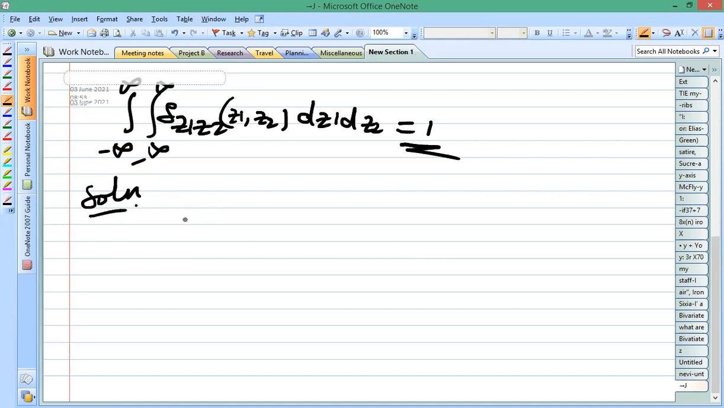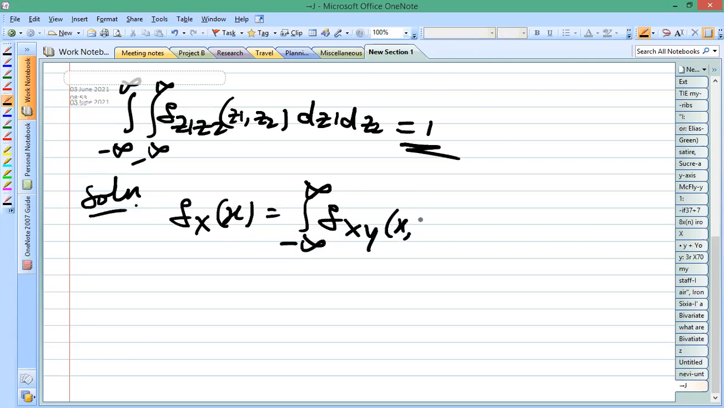In the previous topics we have discussed the marginal PDF. For example, the marginal PDF for the random variable x can be defined by f X of x equal to the integration from minus infinity to plus infinity of f XY of x comma y, integrated with respect to y. Whenever you calculate the marginal PDF for the random variable x, it has to be integrated with respect to y. Similarly we can write the marginal PDF for the random variables z1 and z2.